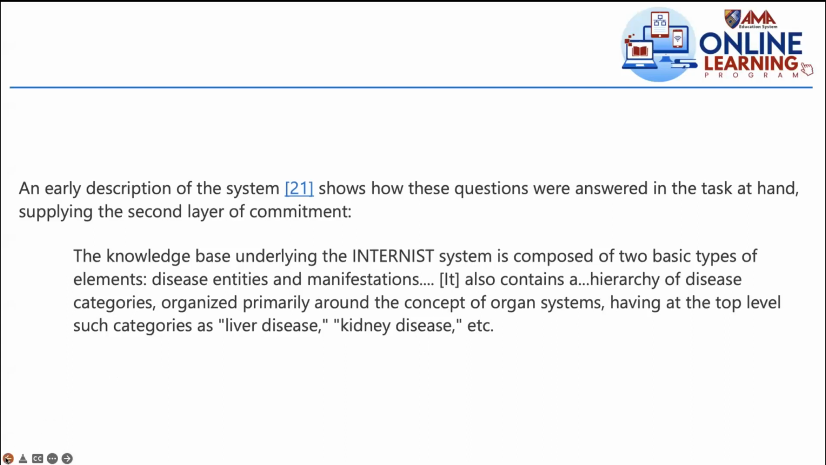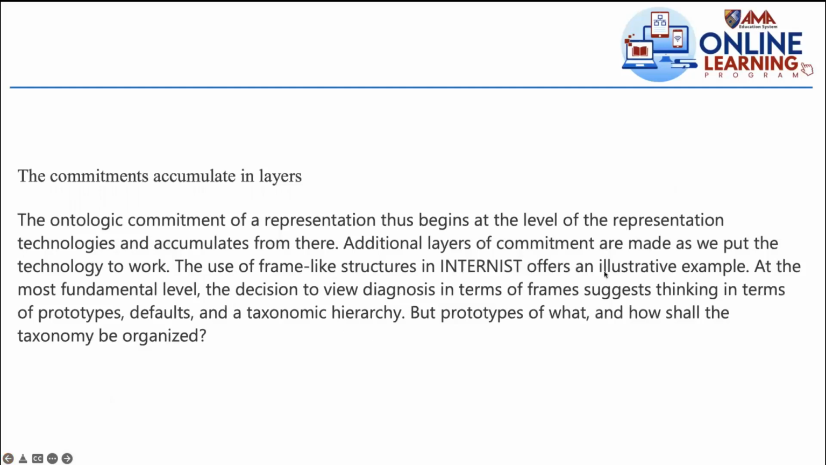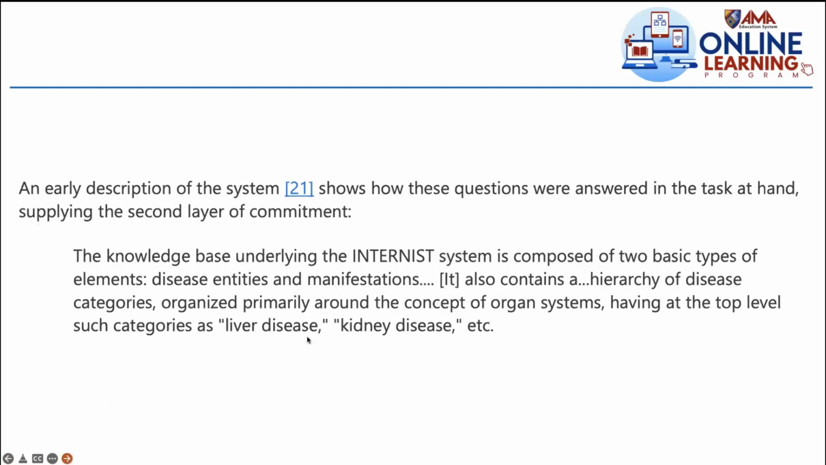So that's the next layer to be answered. How do you put this in terms of frames? How do you put this in the program, using frames? So, prototypes of what, and how shall the taxonomy be organized? Now, when you talk of taxonomy, you're talking of categories or classes, like liver disease, kidney disease. Now that program knows already how to represent knowledge in terms of frames, and then probably through perception in that cycle, it is able to detect a liver disease in you. That's why it's important.